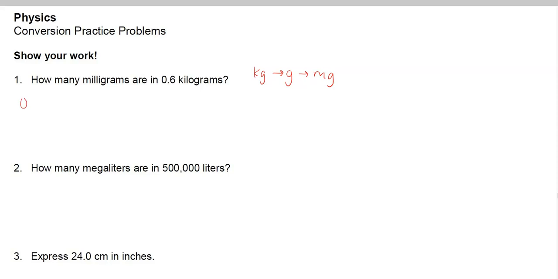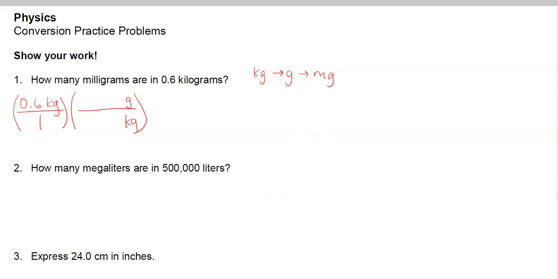So let's start here with 0.6 kilograms. Okay, I like to write it over 1 to make it look like it's a fraction and put it in parentheses. And then we're going to write a conversion factor here. And we know that we want kilograms to cancel. So we're going to put kilograms in the denominator so that they will cancel here. And we're going to put grams in the numerator. And then we just need to go look up our conversion factor and see which numbers go where.